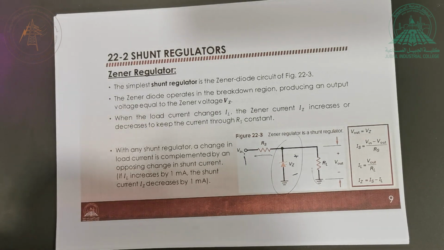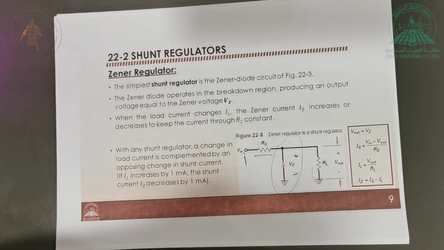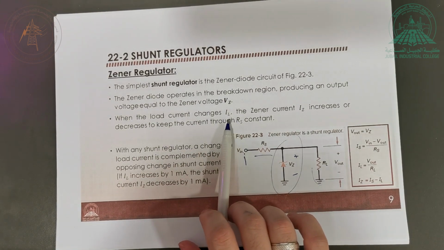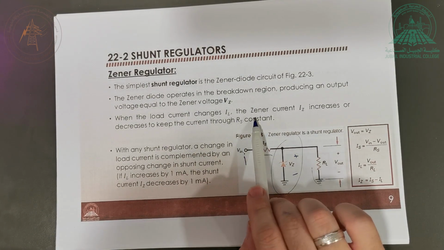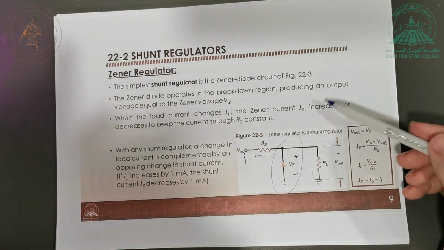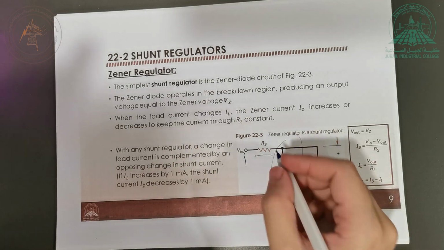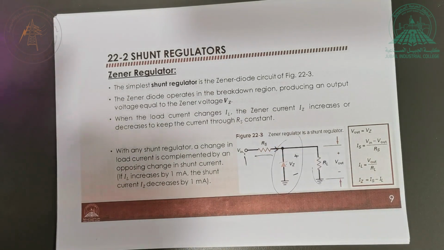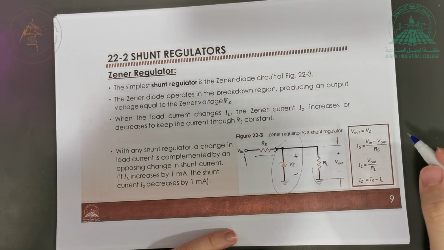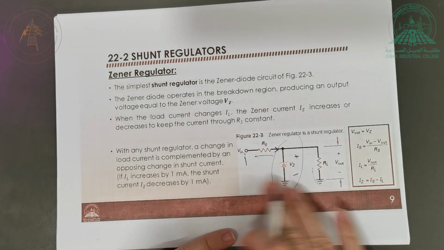Now, how is the regulation action taking place? You can see here, when the load current IL changes, the Zener current will counteract this change to keep the current coming here constant. Okay, we'll see all of this, what it means. But for the time being, we need to analyze the circuit here itself.